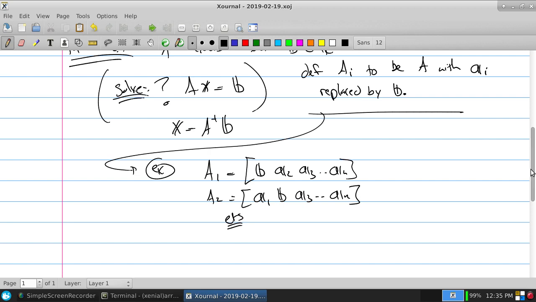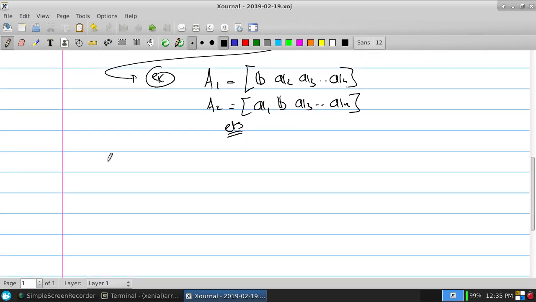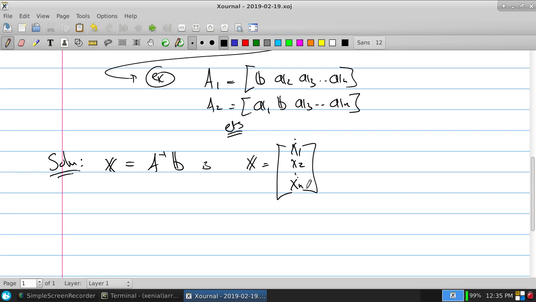Cramer's rule just simply says that X, which is the solution, which is A inverse times B, is made up of the first number, the second number, up to the nth number. How could I calculate the first number? Calculate the determinant of A1 and divide by the determinant of A, and that would be X1. Take the determinant of A2, divide by the determinant of A, and that would be X2, etc.